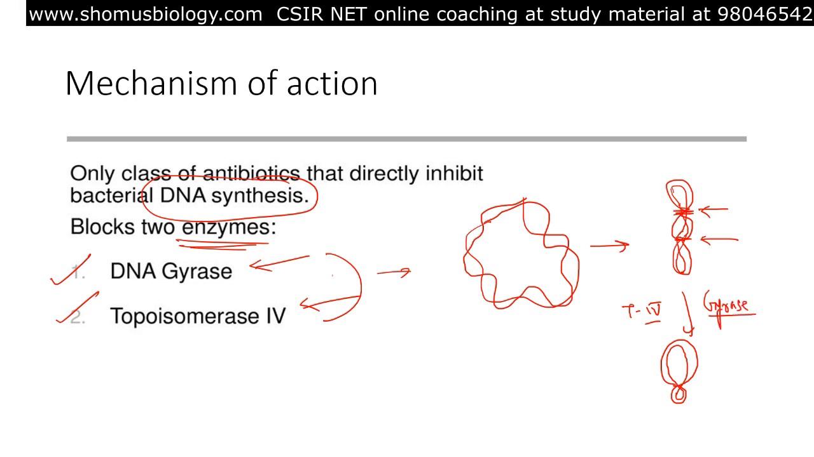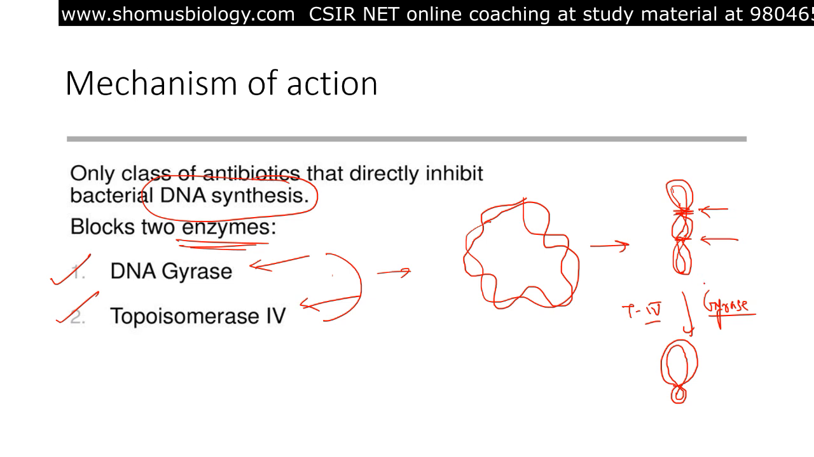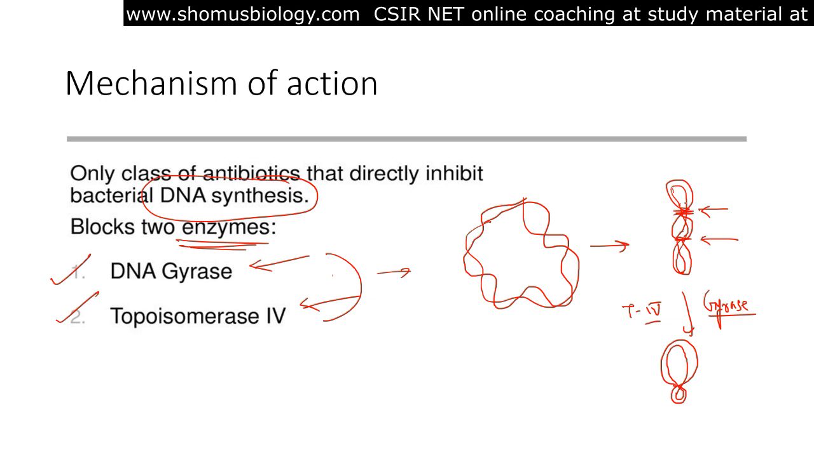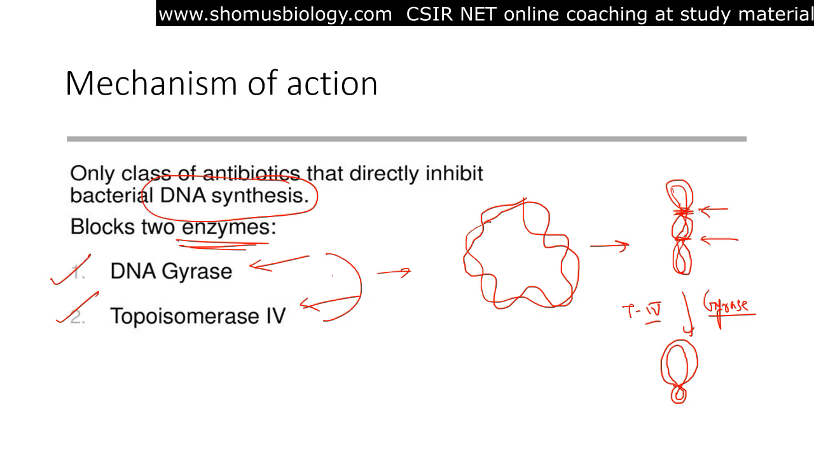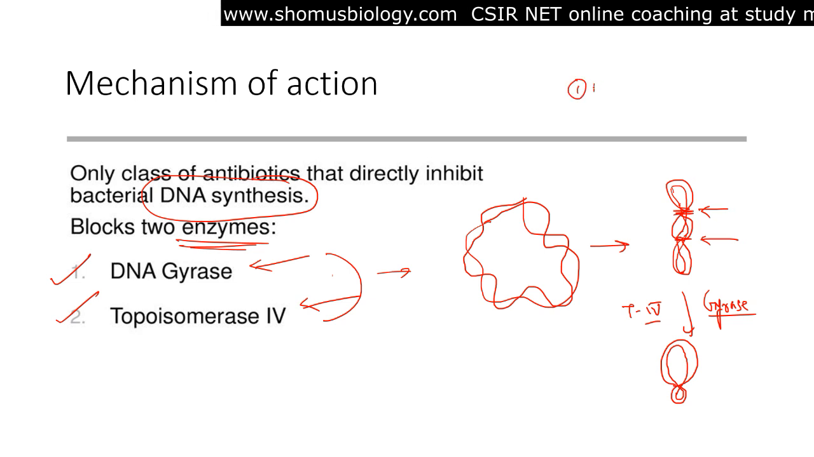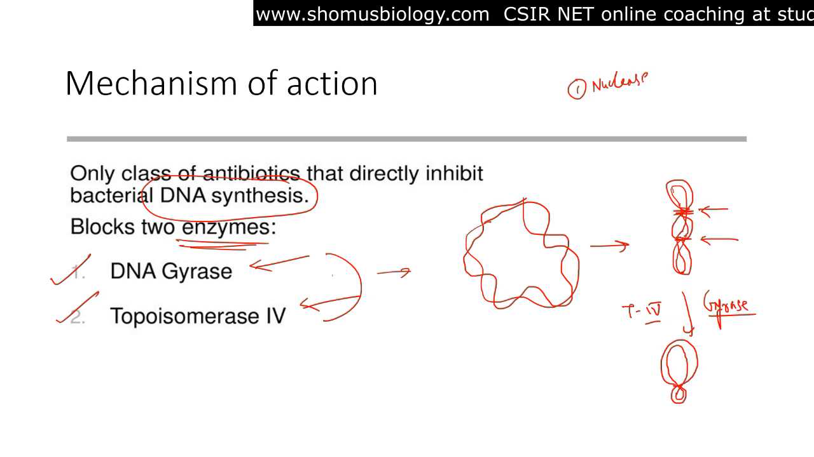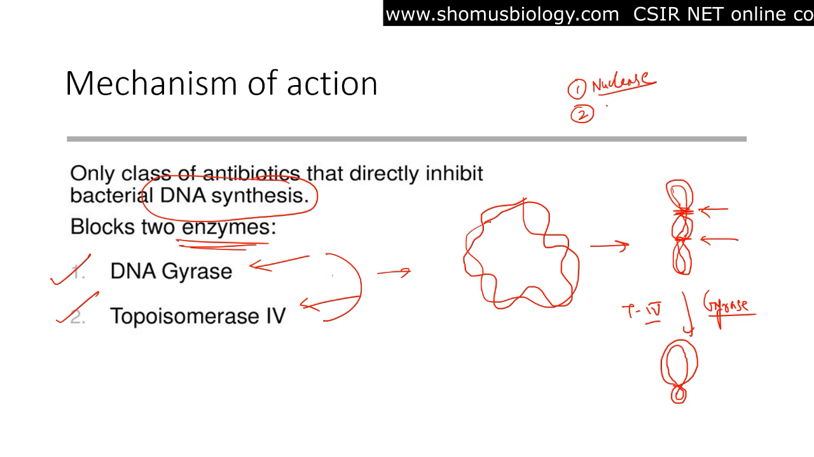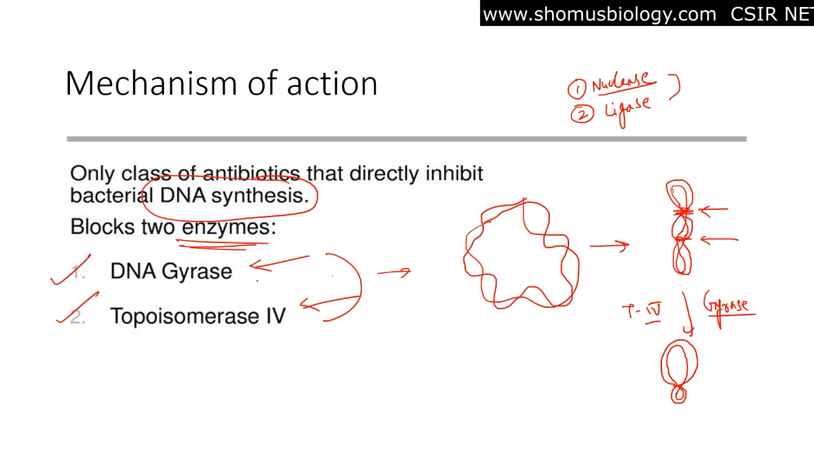Now what is the problem here is that they have two different functions. One, they cut the double strand of the DNA, pass the other strand through it, and religate that double strand. So they need nuclease activity. Nuclease means the degradation of the phosphodiester backbone, the breakage of the backbone. And then they also have a ligase function. They don't need other enzymes; they have both functions packed inside of them.